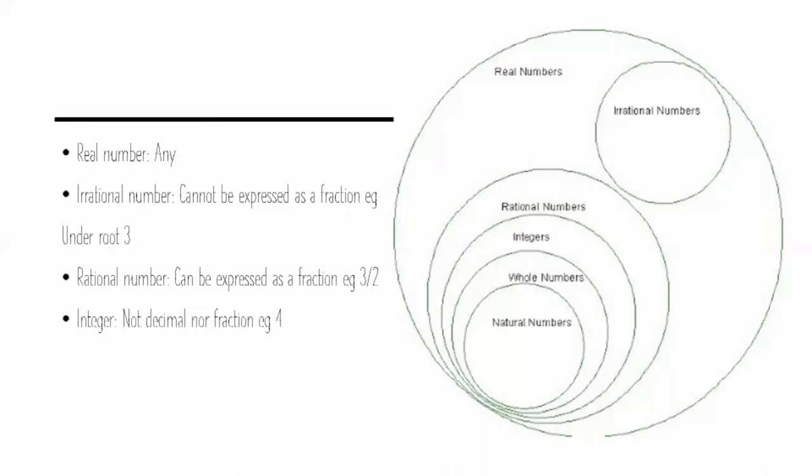And then you have integers. Integers are a subcategory of rational numbers. Rational numbers can be expressed as a fraction, but an integer is neither a decimal nor a fraction. Technically, if you look at that, you can convert it into a decimal or a fraction. For example, 4.0 or 4/1. But when you simplify them, you're going to get an integer, not a decimal or a fraction.